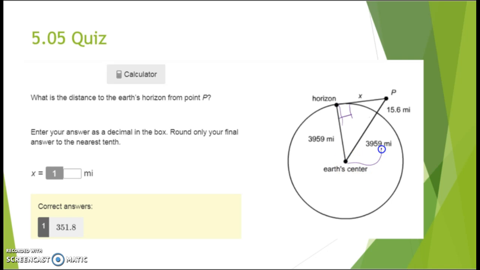The hypotenuse is here, right across from the right angle, but you have to be careful because we have to add the radius plus the piece that's outside of the circle. So you're going to have 3,959 plus 15.6, and that's going to give you the hypotenuse. So for the hypotenuse there, you're going to get 3,974.6.